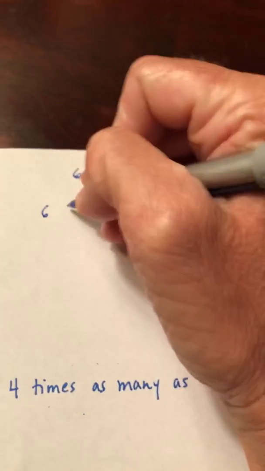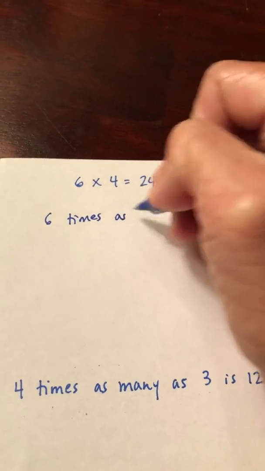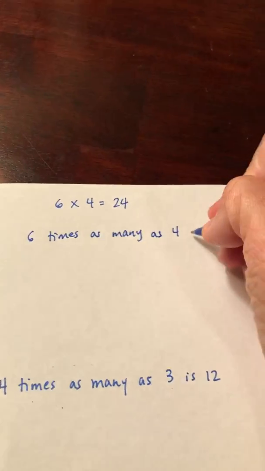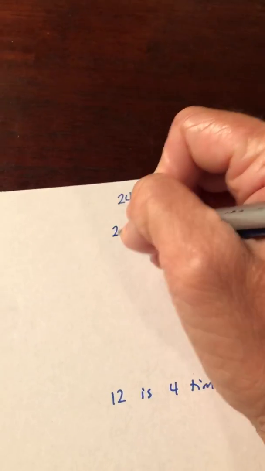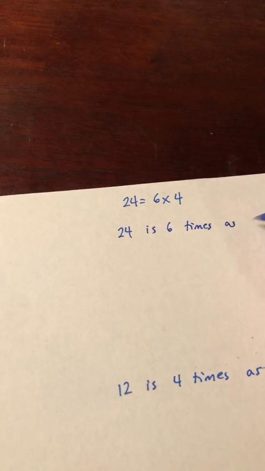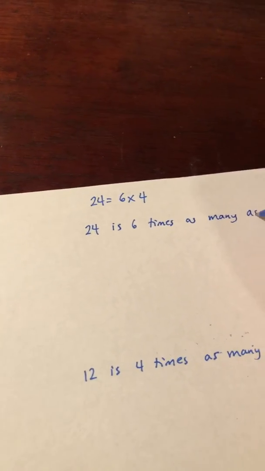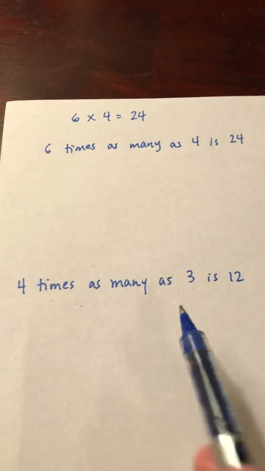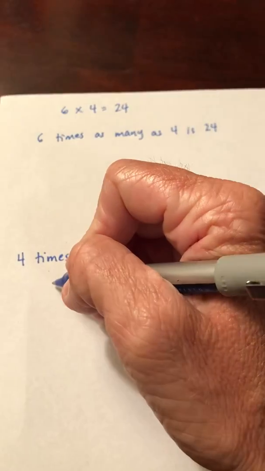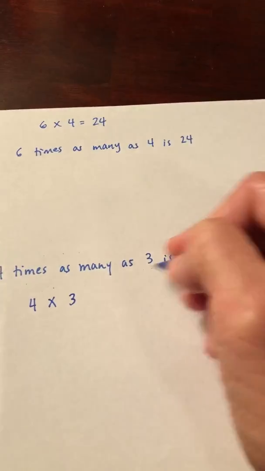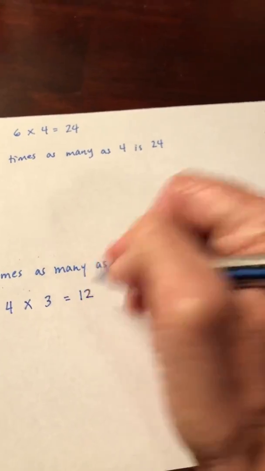So we could say 6 times as many as 4 is 24. This is the same thing, just flipped around the other way. 24 is 6 times as many as 4. Here's another example they'll have to be able to do, is to take the words and can they replace that with a number sentence. So 4 times as many as 3 equals 12.